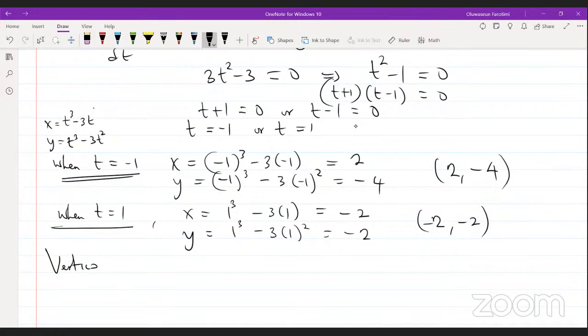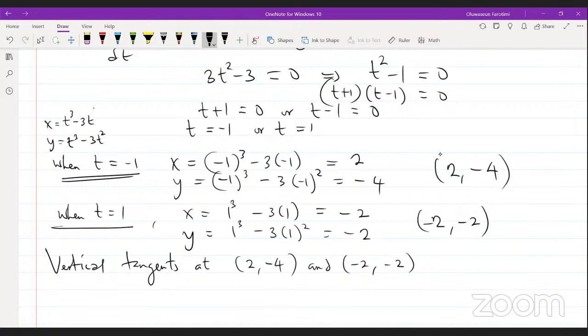We say the vertical tangents are at (2, negative 4) and (negative 2, negative 2). So this is nice and smooth, right? Nice and easy. But of course, there are sometimes when you don't have horizontal tangents, or you don't have a vertical tangent. It depends on the function.